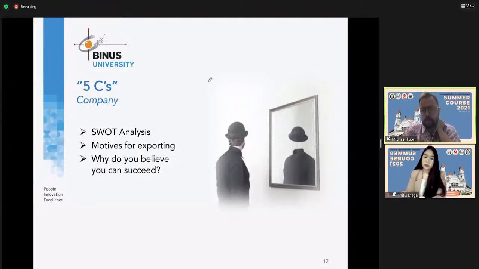Some motives might be about, you could imagine like a fashion company in Indonesia. Maybe they want to enter a market in Europe so that they can be close to where all the new styles and trends are coming from. You want to be close to where the innovation is happening so you can easily absorb it and incorporate it into your business.